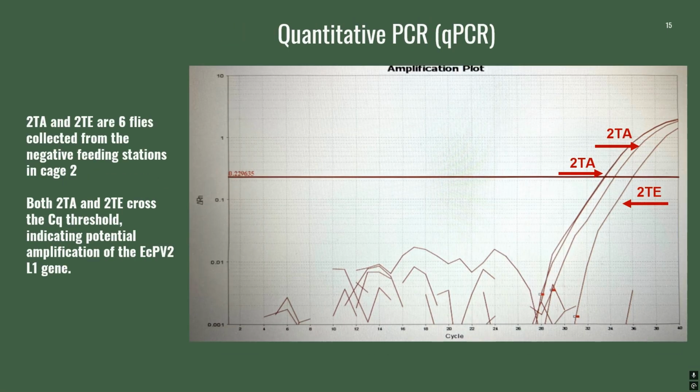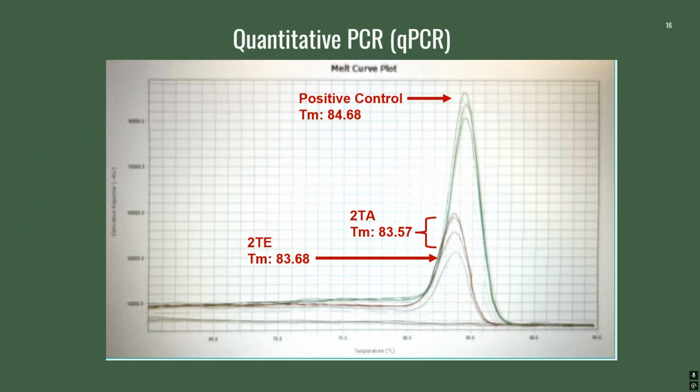For our unknown samples, we saw that 2TE and 2TE, which are 6 flies collected from the negative feeding station in cage 6, both cross over the Cq threshold, indicating potential amplification of the ECPV2 L1 gene, indicating that they did have viral DNA on them. We also did a melt curve analysis, as similar melting curve values mean that PCR products are the same with no major nonspecifics or primer dimers, indicating that the flies retained true viral particles in their body for an extended period of time, indicating that transmission of ECPV2 has occurred via black flies.